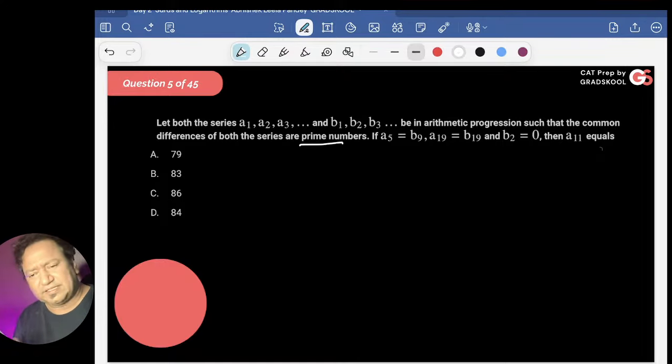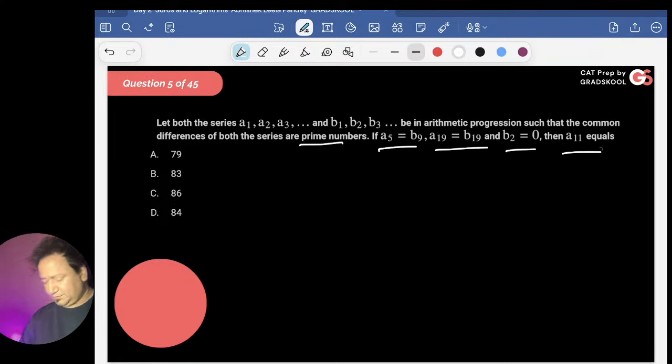Anyways, here we don't have to deal with them. It is given just for the sake of information that the common difference is a prime number, so we don't need to deal with the properties of primes here. It also says A5 is B9, A19 is B19, and B2 is 0. What's the value of A11? Nice question. Try solving this one. Oh, so he says C. Okay, so let's see. What do others think?